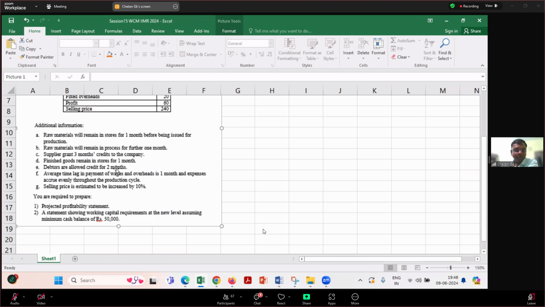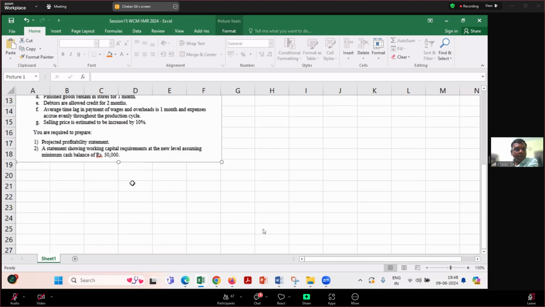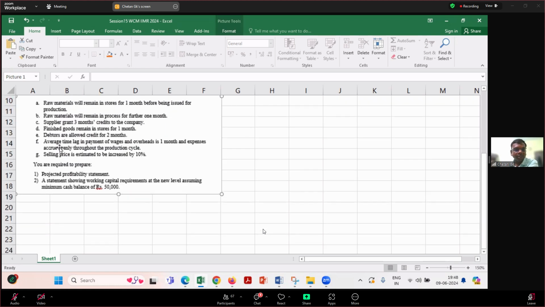Companies in the advantageous position here. Next, the average time lag in the payment of wages and overheads is 1 month. Expenses accrue evenly throughout the production cycle. That is the additional information given to us. Let us see how to counter this additional information.